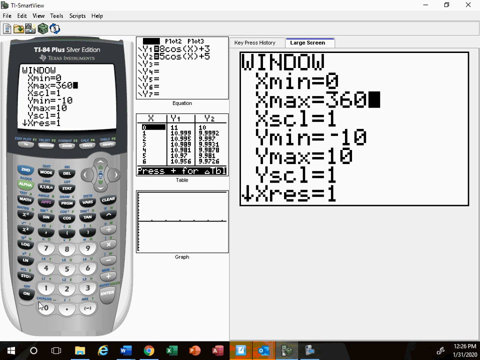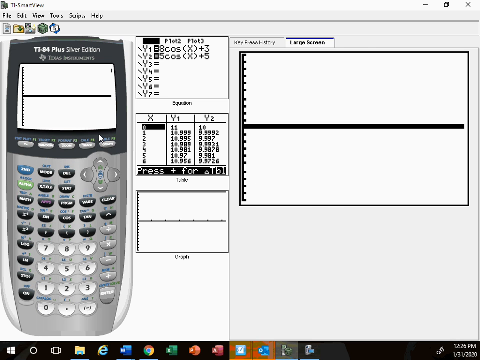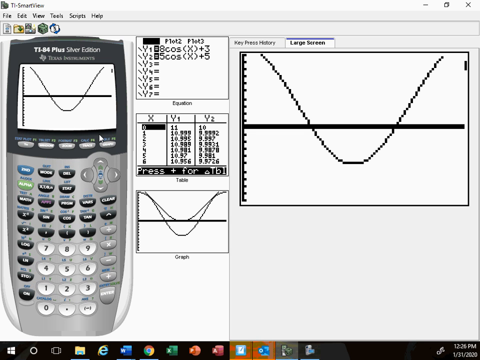Okay, so do what the directions tell you to do. You don't have to remember what this is. It's in the problem. Then you can go ahead and hit graph. Hopefully you have something that looks like this. If you are not getting that, or if you're getting an error, let me know. You need your window to be 0 to 360.